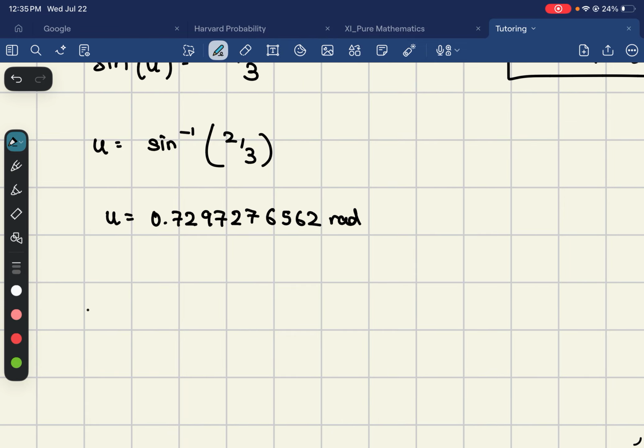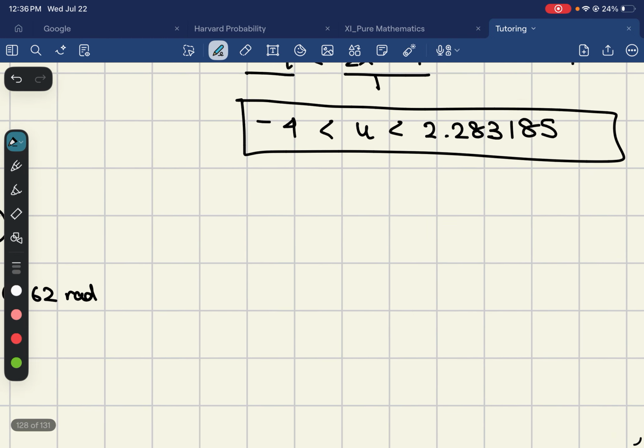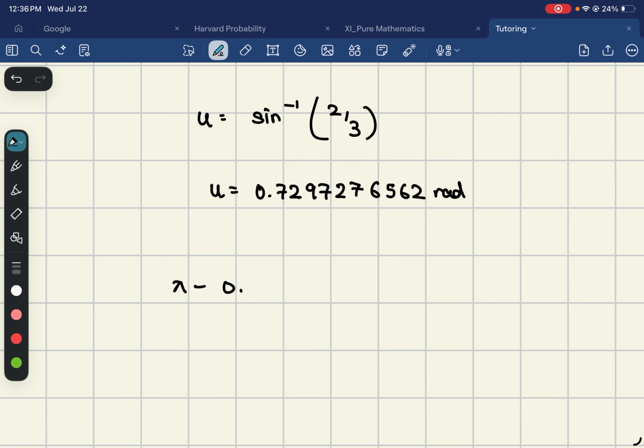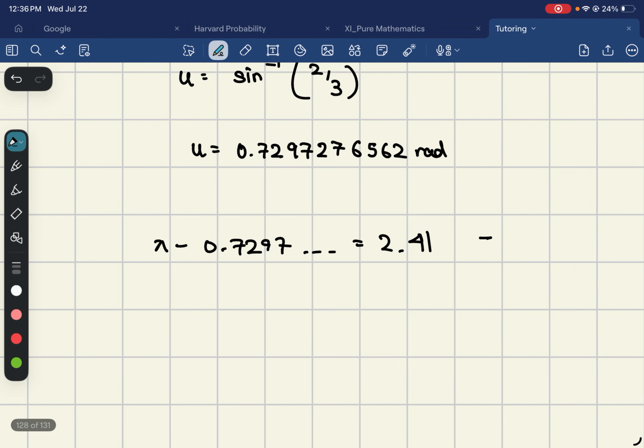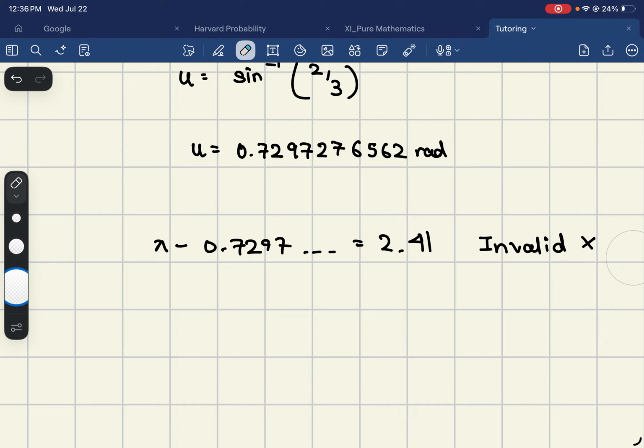And another value that we have discussed would satisfy the equation is pi minus your acute angle, right? So let's try pi minus this value. If you do pi minus 0.7297, you're going to get 2.4 radians. And 2.4 exceeds this bound. So this is invalid. So our second quadrant answer is actually not valid.